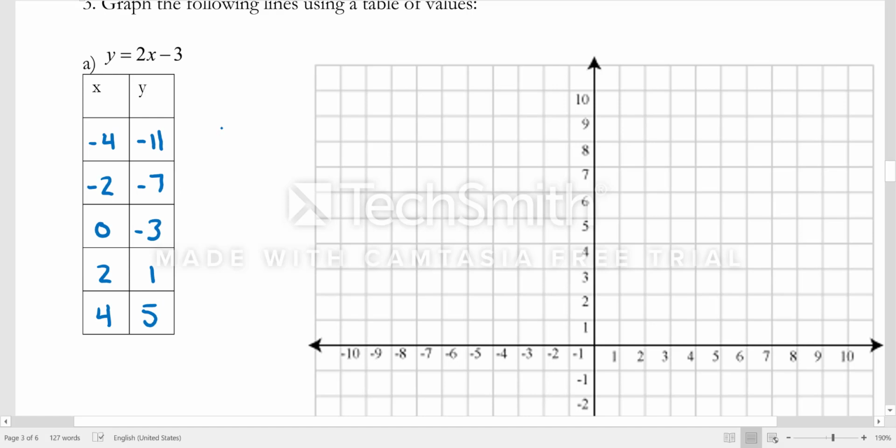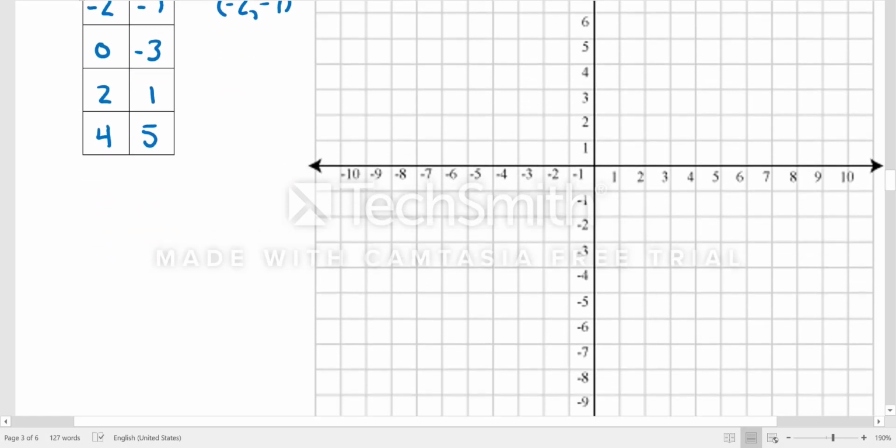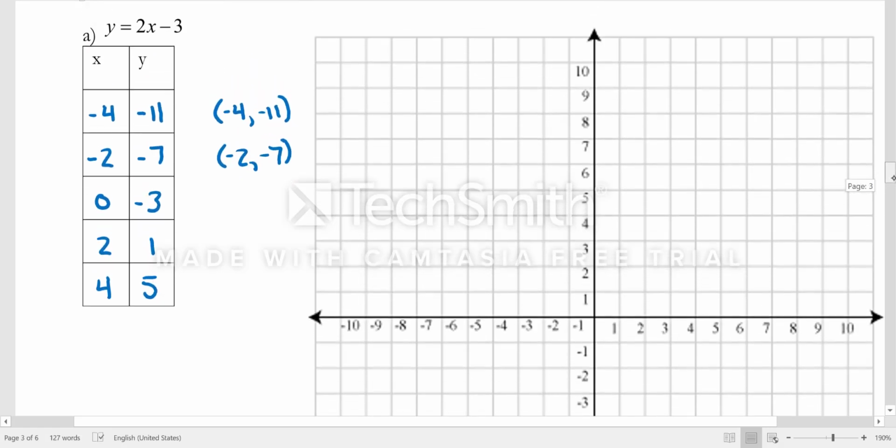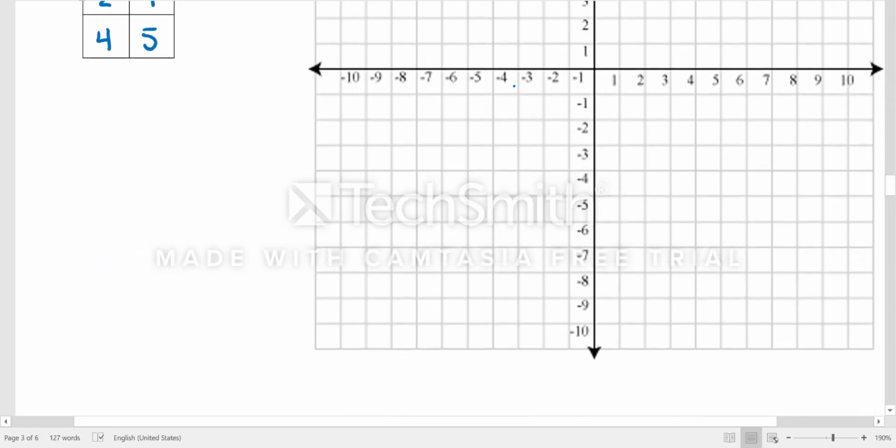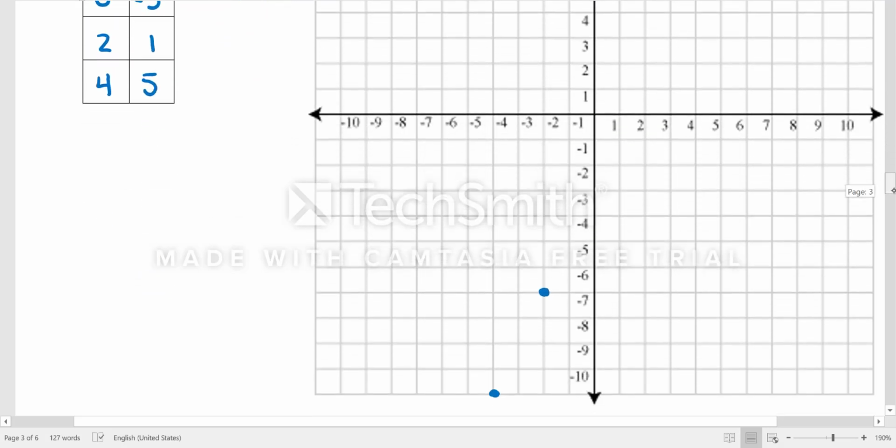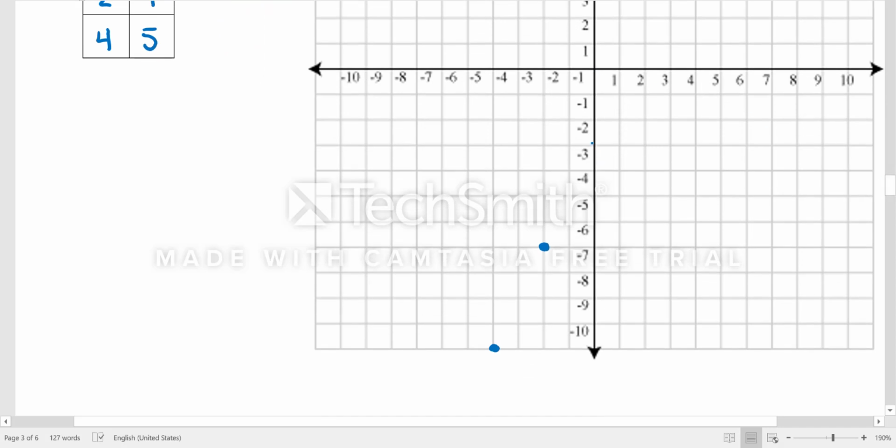So these become your coordinates: negative 4 and negative 11, and negative 2 and negative 7, and so on and so forth. And you're going to plot those coordinates on your graph. Okay? So just looking at your coordinates, negative 4 and negative 11. So negative 4 is here, down to negative 11, all the way down here. Okay, negative 2 and negative 7. So negative 2 down to negative 7. 0 and negative 3. So 0, negative 3.